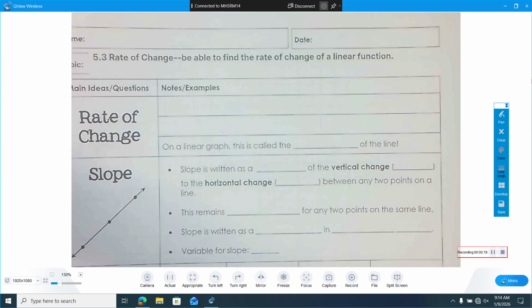Can I go to my locker and drop my notes back? Yeah. All right.